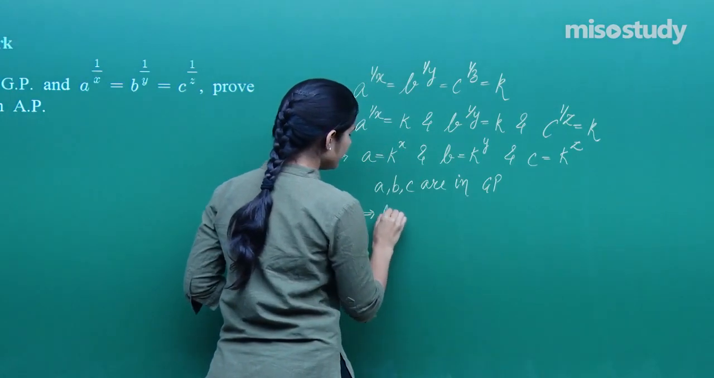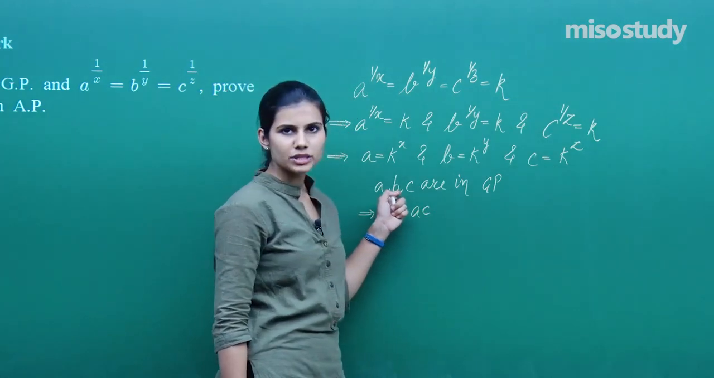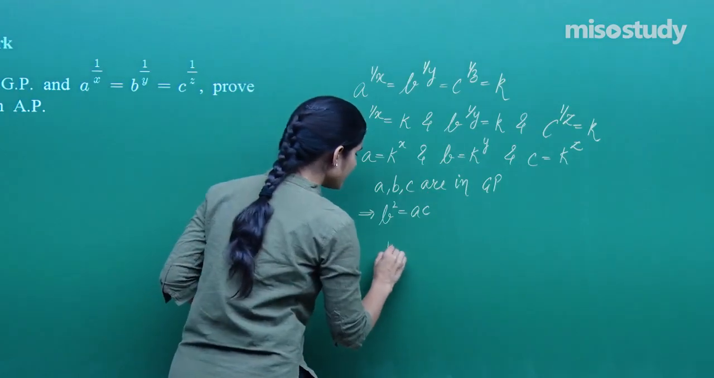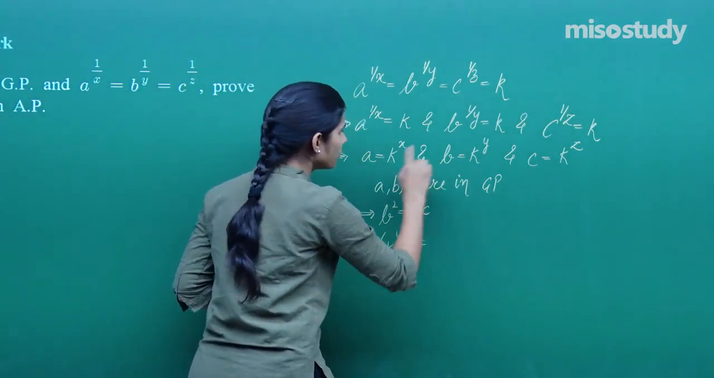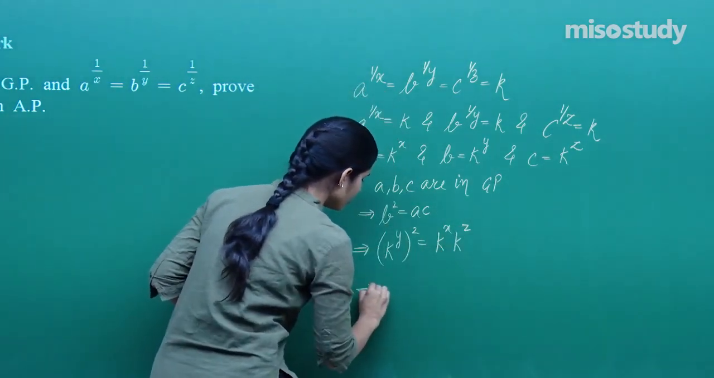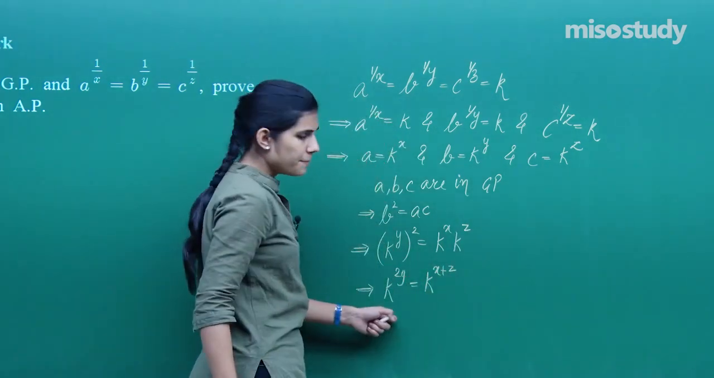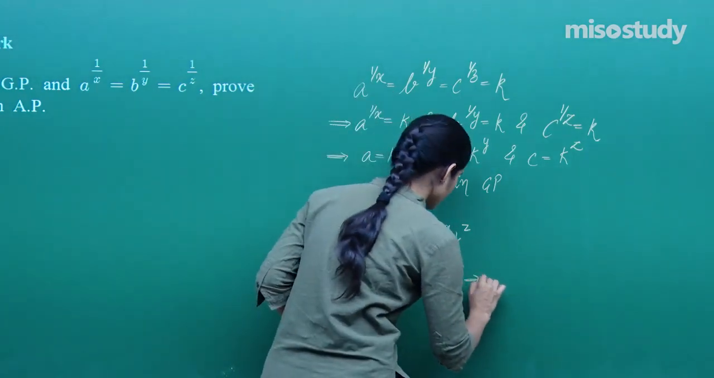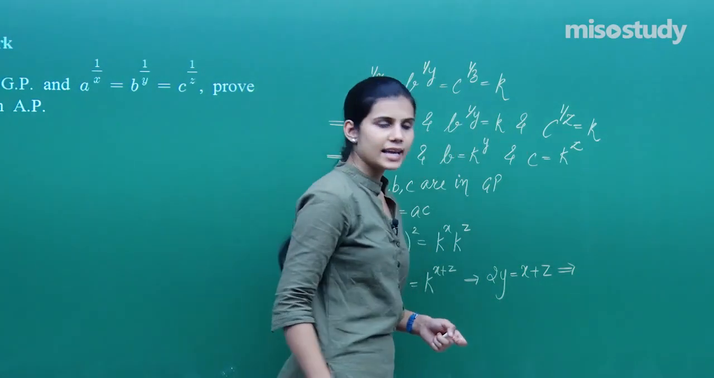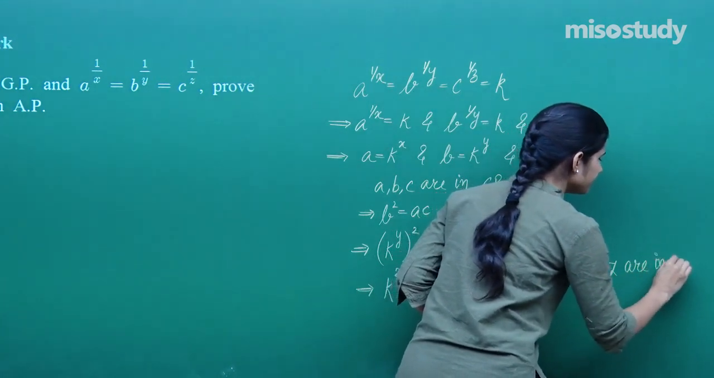This implies b square equals ac. If three quantities are in GP, that means the square of the middle term is equal to the product of the first and the third term. So b square equals ac. B square means k to the power y whole square equals a into c, that is k to the power x into k to the power z, which implies k to the power 2y equals k to the power x plus z. Bases are the same, so we equate the powers. So you get 2y equals x plus z, which obviously implies that x, y, z are in AP.